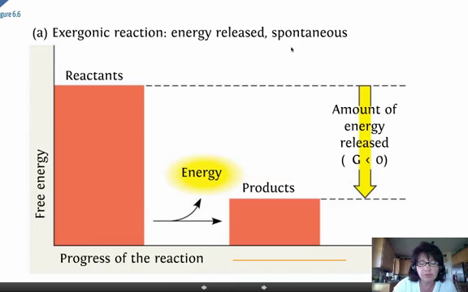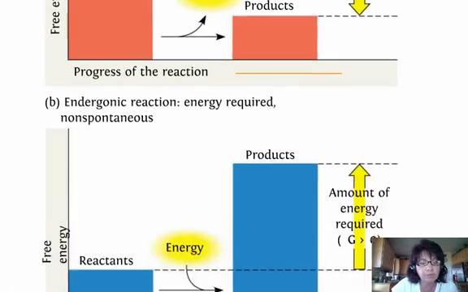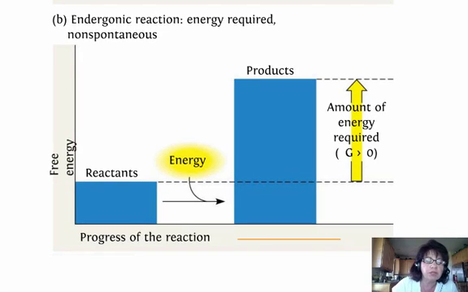This is also called the spontaneous reaction because you release energy. The opposite of this would be an endergonic reaction. The reactants start at this lower level. Energy is put into the system, more order is created, and the products are up at a higher G. So this delta G is greater than 0. Energy is required in the system.